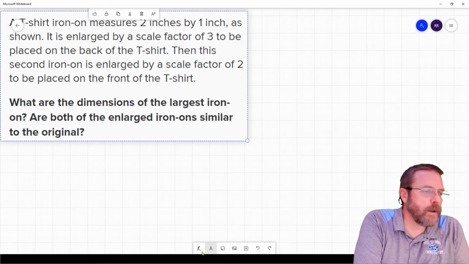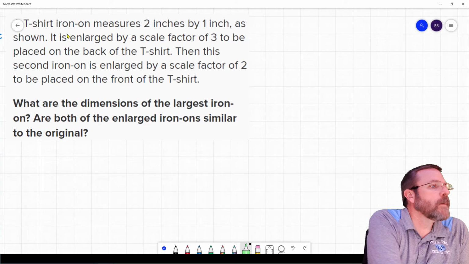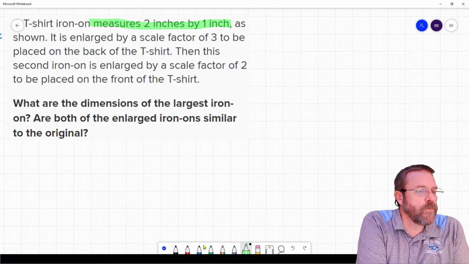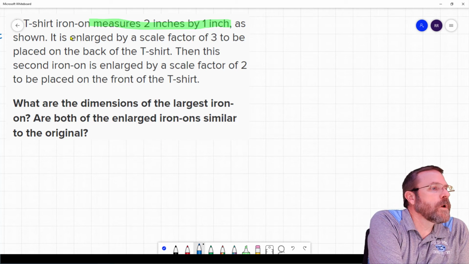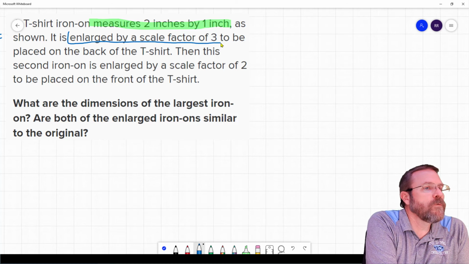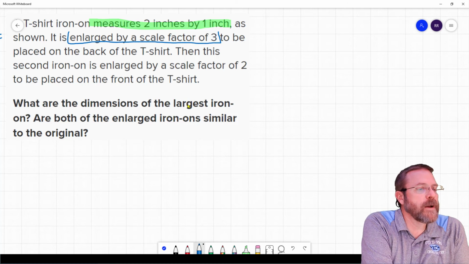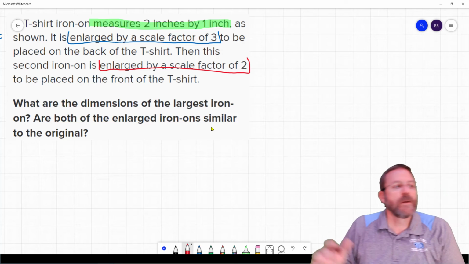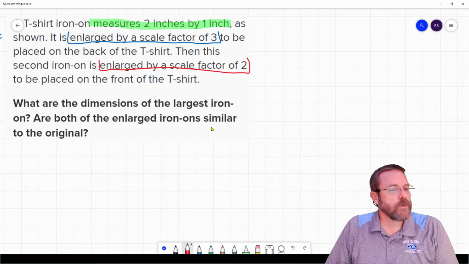Going to work on highlighting stuff up here. And the first thing I'm going to do is indicate that the starting one measures 1 inch by 2 inch. From there, what do we know? We know we're going to enlarge it by a scale factor of 3 to go on the back of the t-shirt. And then we also are going to have a second enlargement by a scale factor of 2 to be placed on the front of the t-shirt. Now we have all the information we need.